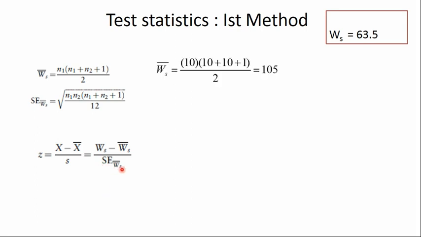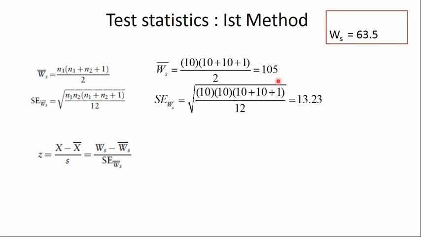Let's put the values. Both sample sizes are 10. Then I will put the value 10 and I got the value 105 in this way. Now, how to calculate the standard deviation? By putting the values in this formula, in this way I got the value 13.23.